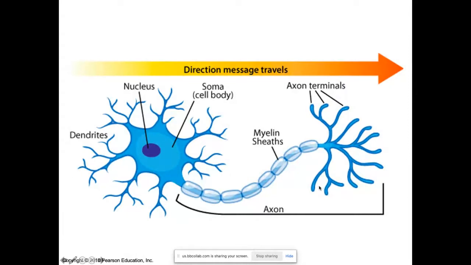At the very end of the axon are axon terminals. At the end of the axon terminals are these end bulbs that house neurotransmitters. A neurotransmitter is a chemical messenger. Like in the endocrine system, the chemical messenger is hormones. In the neural system, the chemical messengers are called neurotransmitters. And these neurotransmitters can be on or off switches. They could be a stimulatory message or inhibitory message.